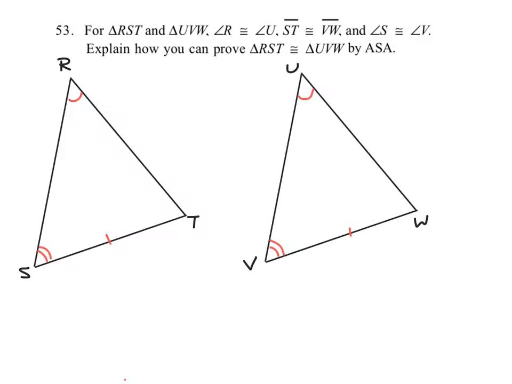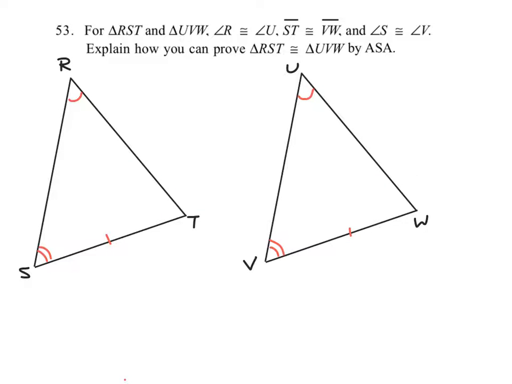Okay, so for 53, they're saying for triangle RST and triangle UVW, we know this information as given. I've taken the liberty of sketching out the triangles and also adding the information that we know. So this is what we know that was given to us: angle R is congruent to angle U, side ST is congruent to side VW, and angle S is congruent to angle V.